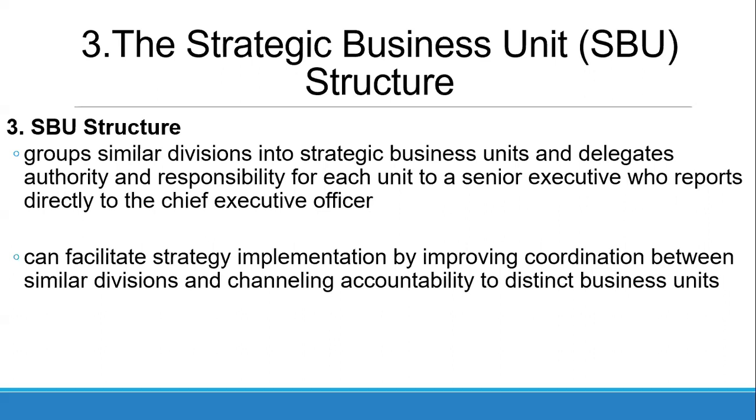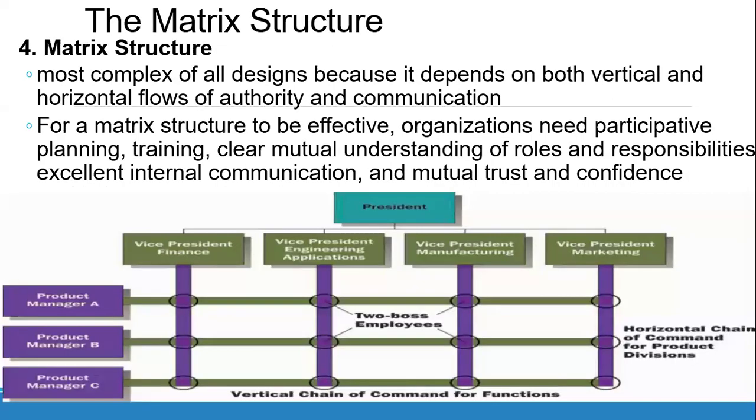And that can help bring a better perception of what is happening across all the divisions. And when this information is communicated to the president or the CEO, then they can take relevant or informed decisions on them. Then the fourth structure is what we call the matrix or the matrix structure.